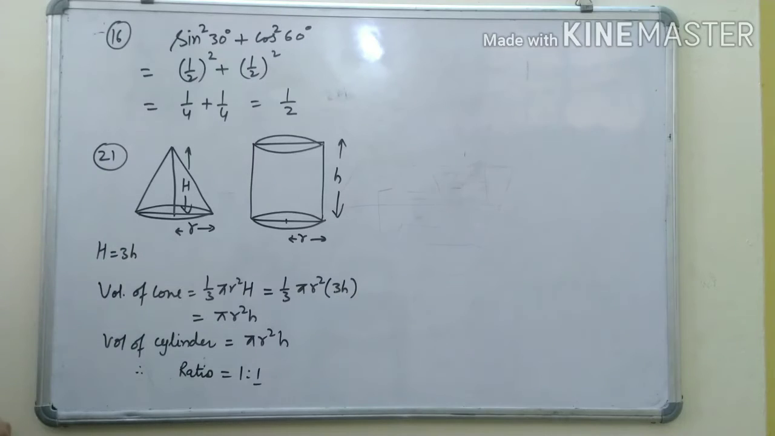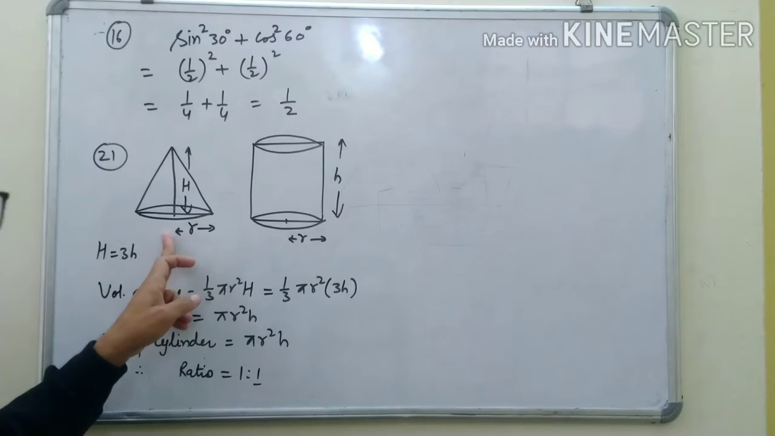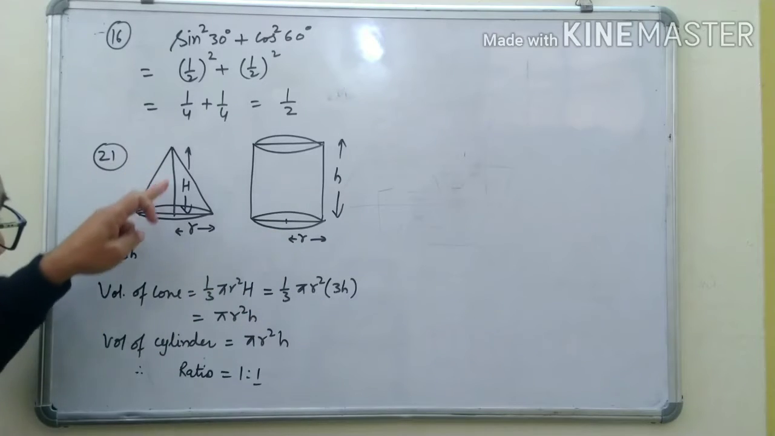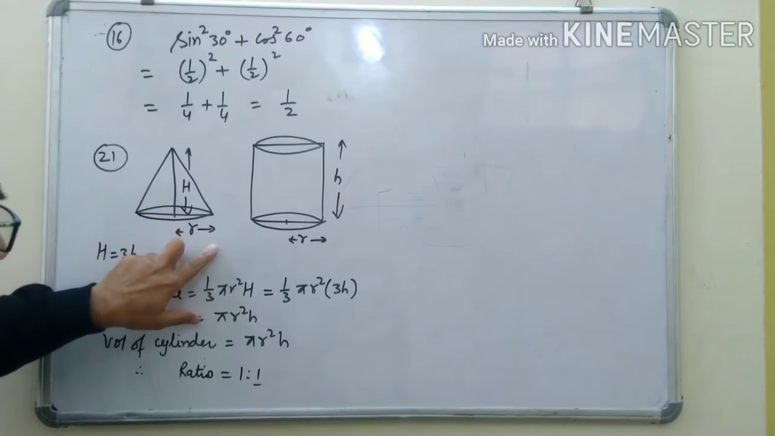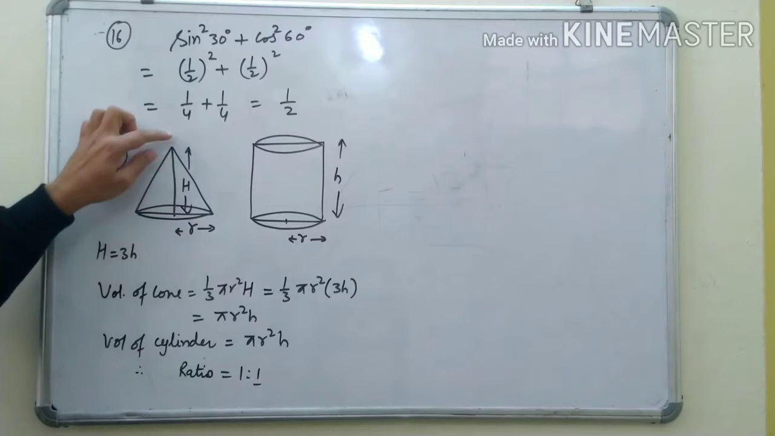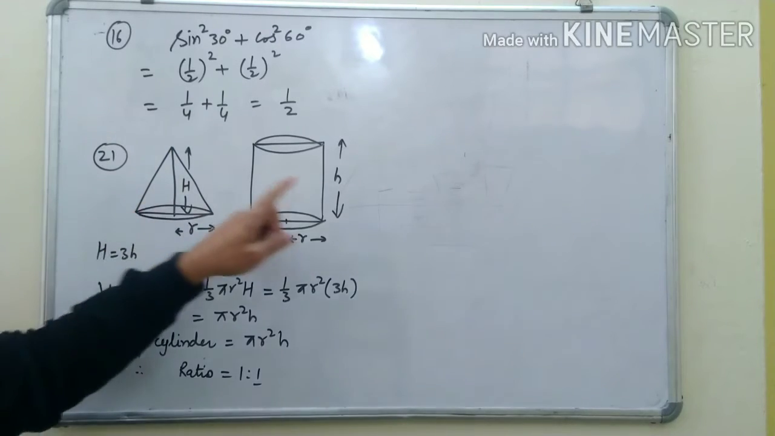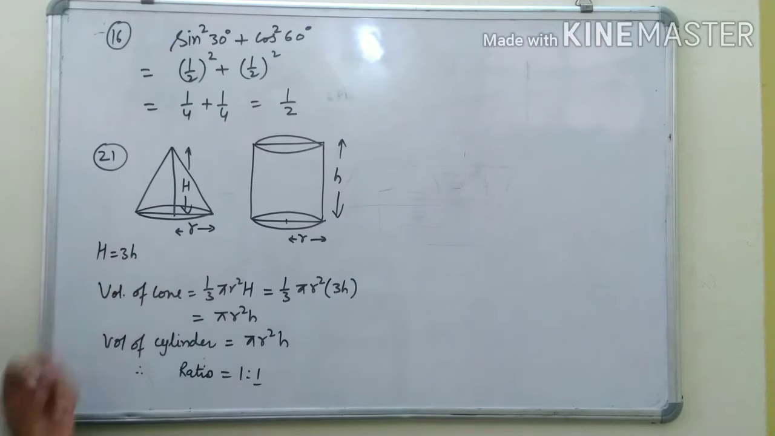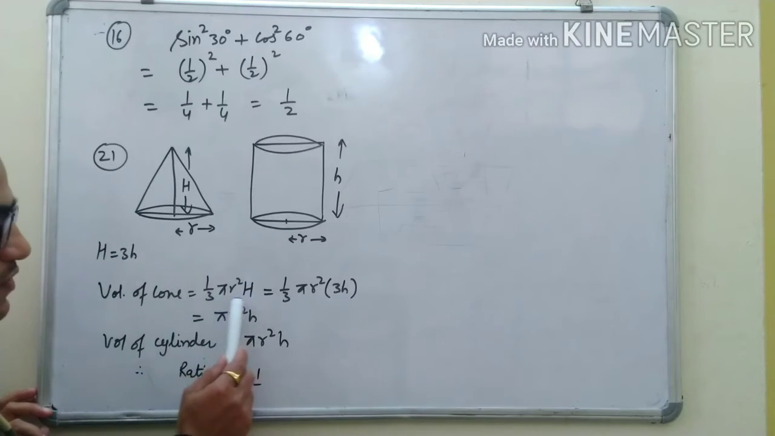Now in 21st question, we are given two figures. First one is a cone and second one is a cylinder. In this cone, radius is given r. The same radius is of cylinder also. And the height of cone is given 3 times that of cylinder.